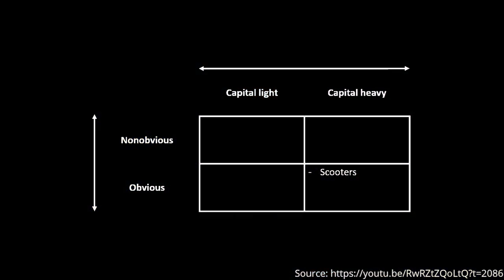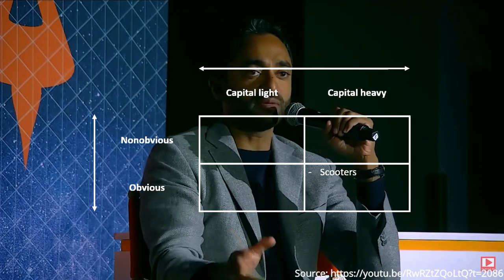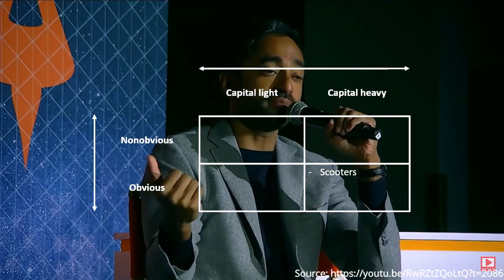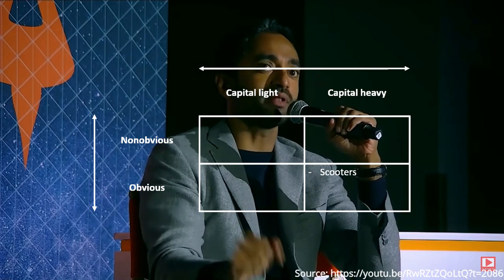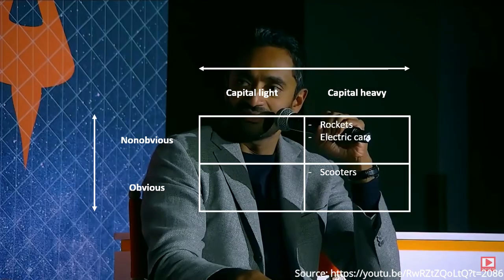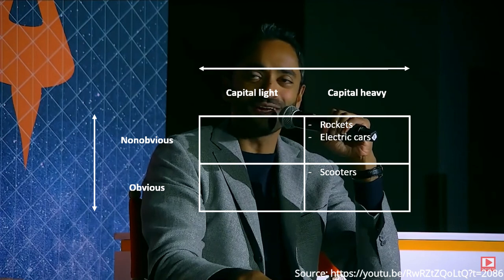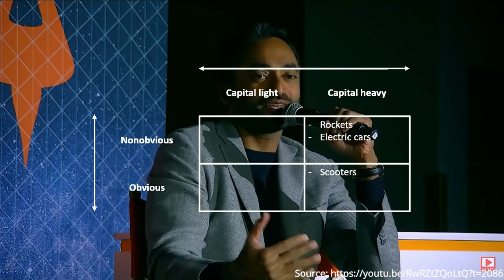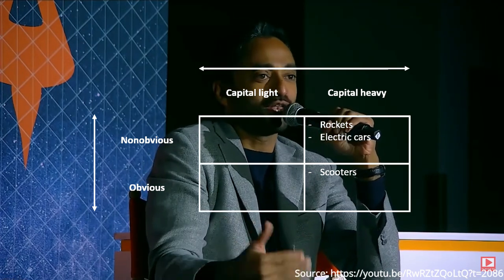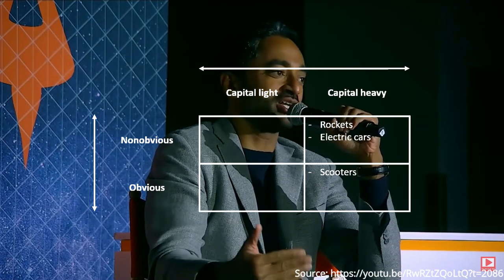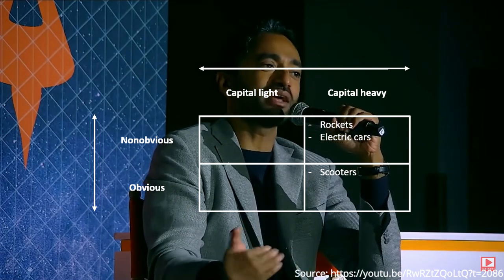Rollerblades. Then you have people like Elon, and he's like, well, I'm going to do the other thing, which is like capital heavy, non-obvious. Rocket ships. Cars. Electric cars. Power walls. Then I would say there's the rest of us. And I would say non-obvious or obvious, you're not going to know a priori, but capital heavy, capital light, you can control.